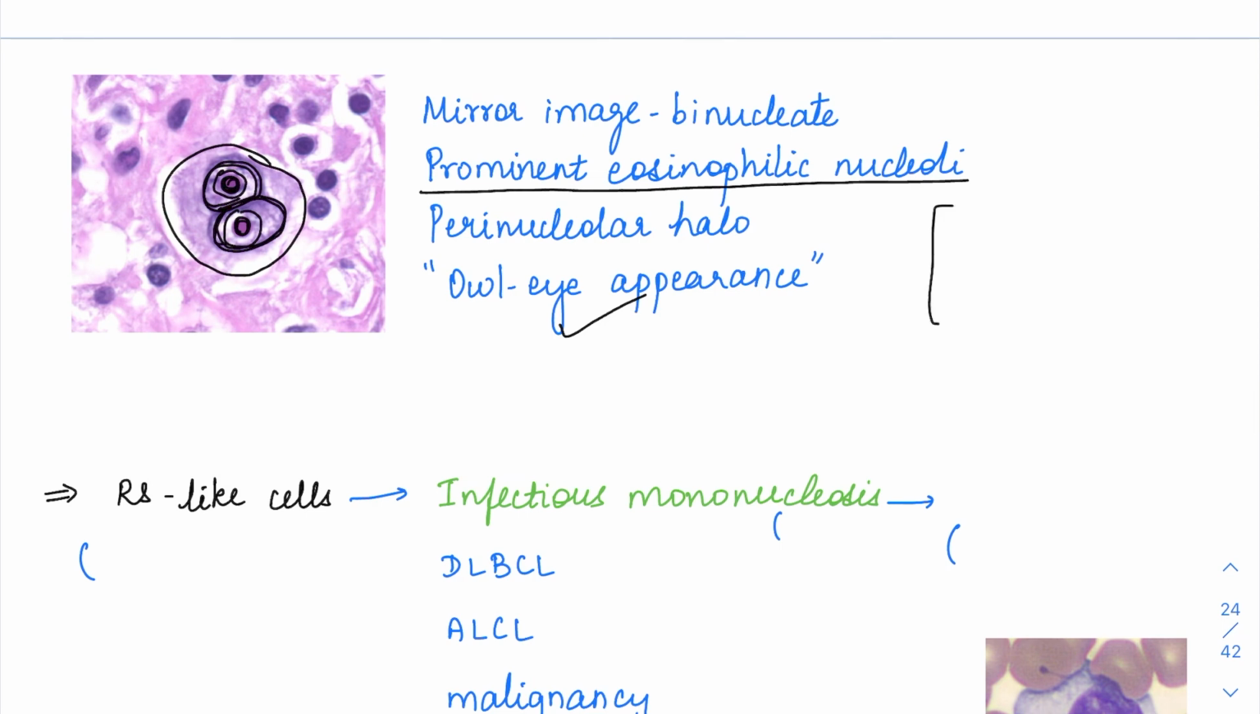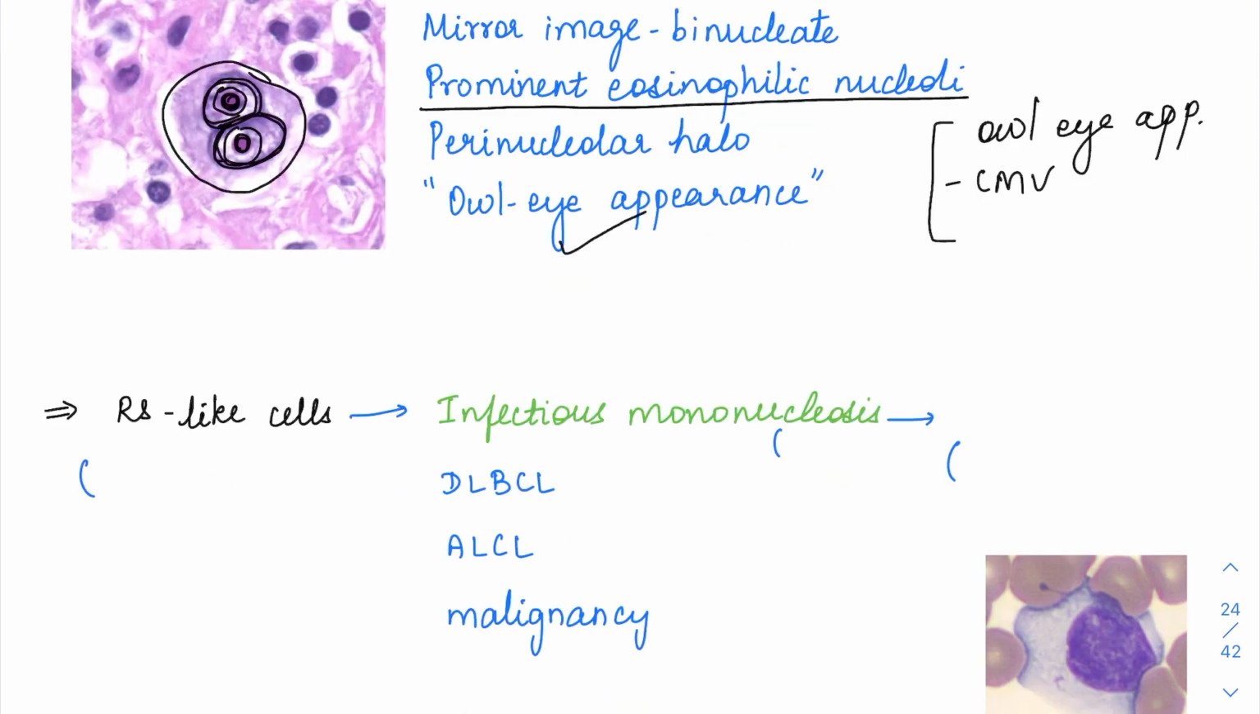I'll just remind you of some other owl eye as well. The owl eye appearance, we also use it for cytomegalovirus. In cytomegalovirus as well, you are going to have inclusions, and those inclusions are classically basophilic inclusions. While it is eosinophilic prominent nucleoli in RS cells, it is going to be a basophilic prominent inclusion seen in the CMV. CMV, as the name suggests, cytomegalo, meaning the cell is again going to be a very large cell, and in the nucleus you are going to see this basophilic inclusion.